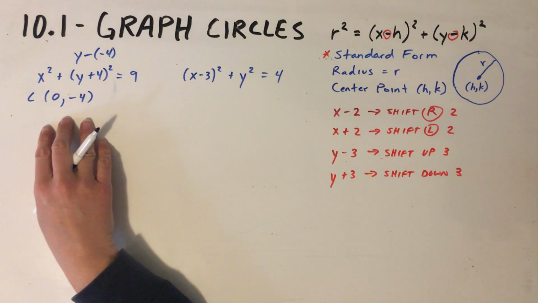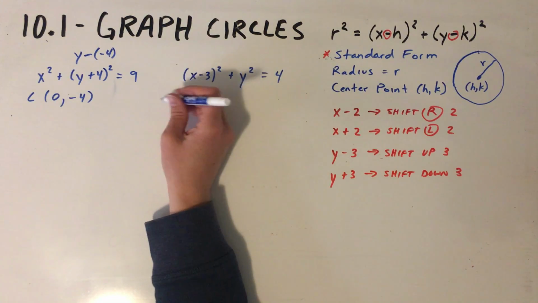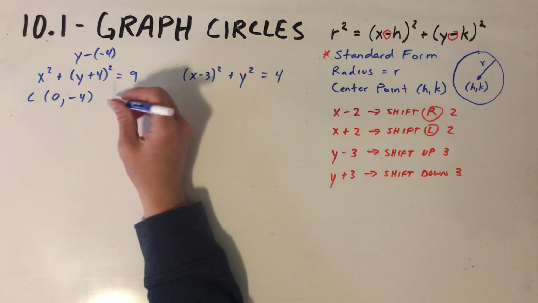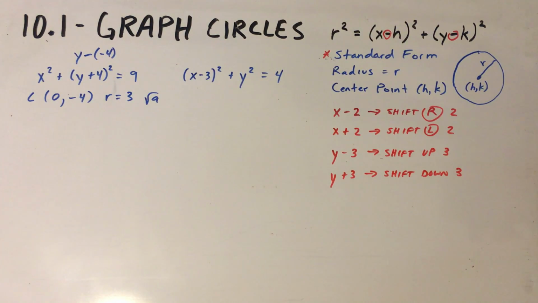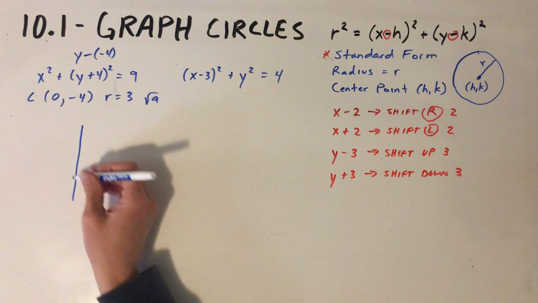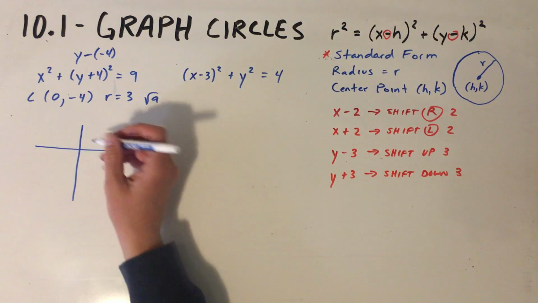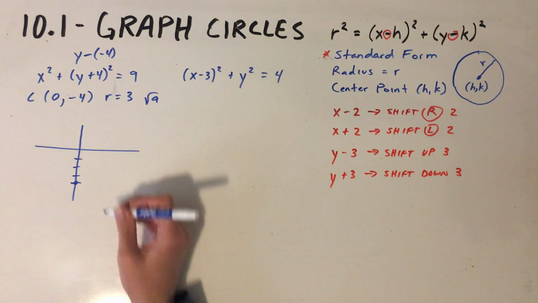Okay, so this is where the center point of this circle is, and to find the radius I'm going to take the square root of 9. So my radius is 3. So what does this circle look like? Well, it is going to be shifted downward. My center point's going to be right here.